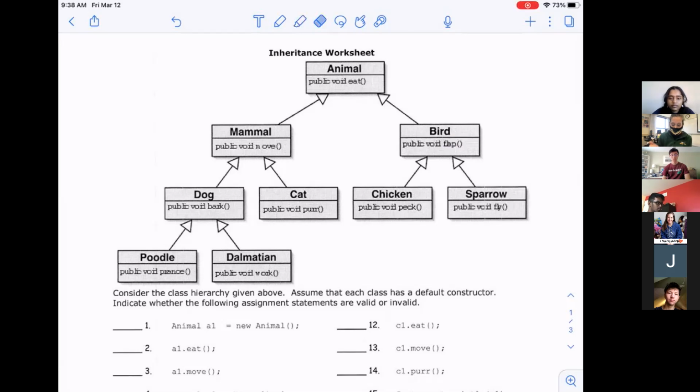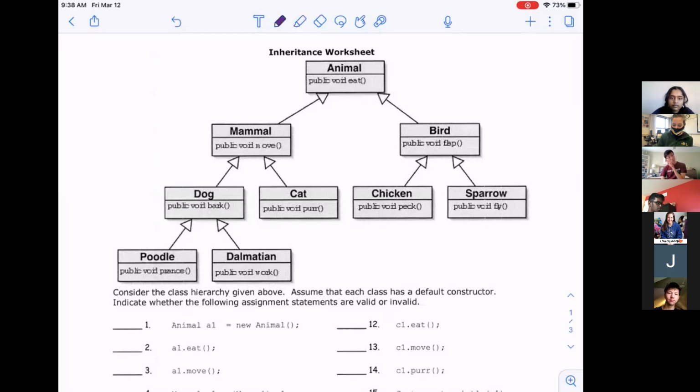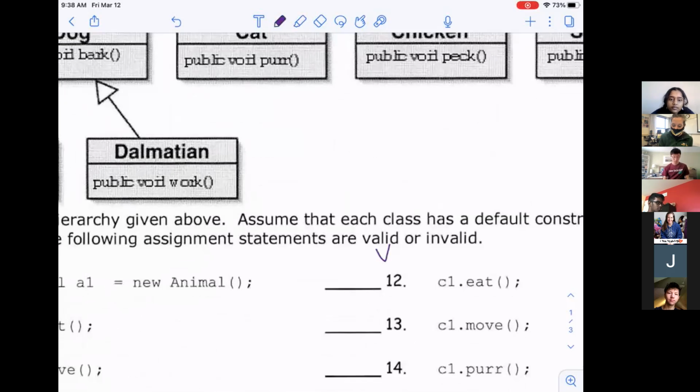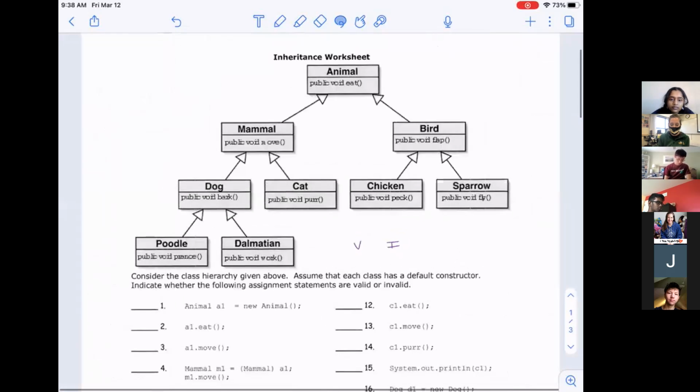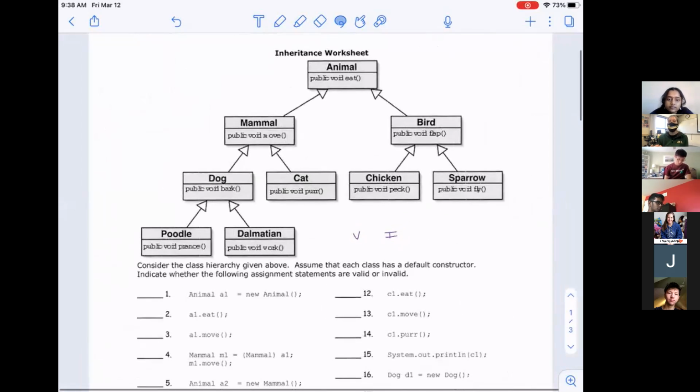Now we're supposed to mark these with valid or invalid. We're just going to use a V and an I to make it easy on ourselves. There's no reason to be writing out the whole word here. I'm going to walk through a couple of these with you to help you understand how to think about them.